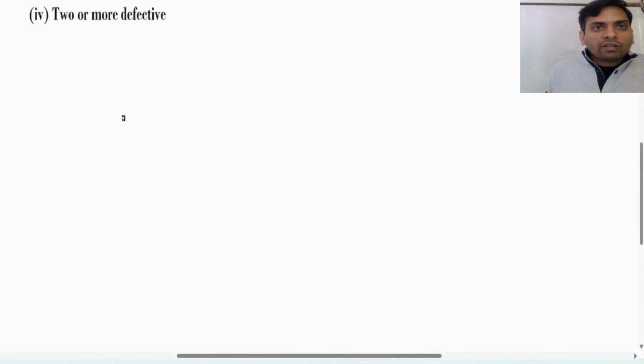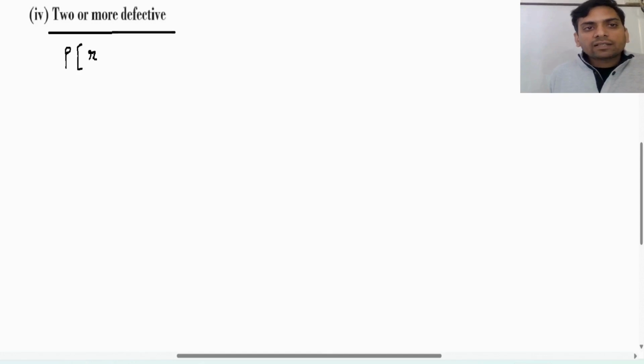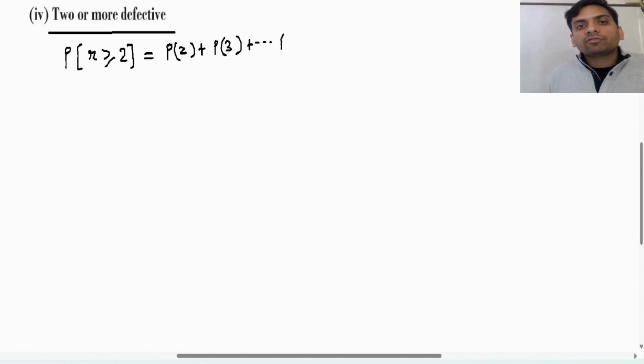Okay, so two or more defective means how will you write in terms of R? Probability of R greater than or equal to 2. And you can write this as probability of 2 defects plus probability of 3 defects, and this is up to probability of 100 defects. But you can't solve this up to 100. This is too time consuming.